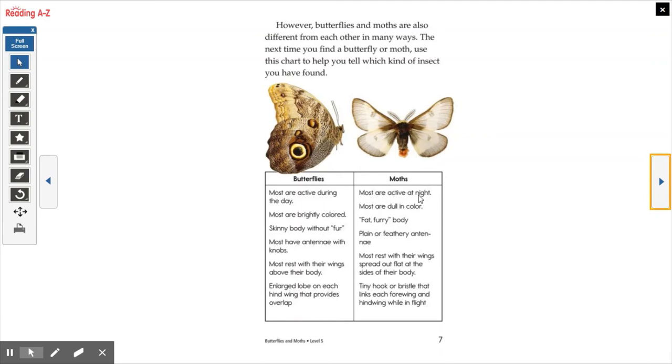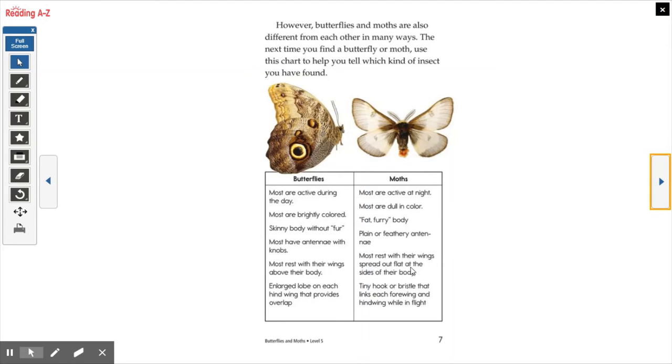And here's moths. Most are active at night. Most are dull in color. They have fat furry bodies. You can kind of see here, it has like little hairs on it, which is different than the butterfly, which is like a little bit skinnier and they don't have those little hairs. Plain or feathery antenna. And you can see their antenna here has like little hairs, little feathers, whereas the butterfly has just the skinny antenna.